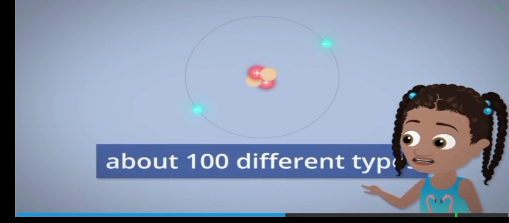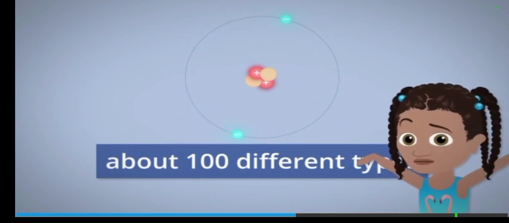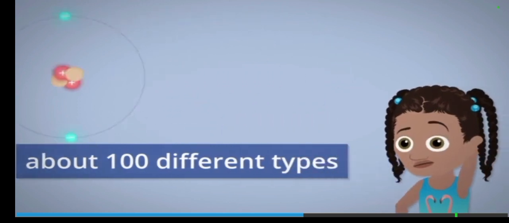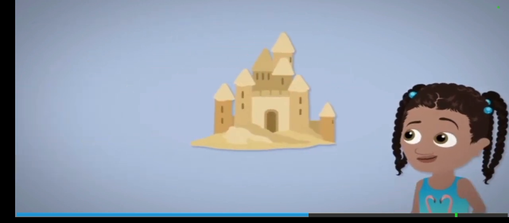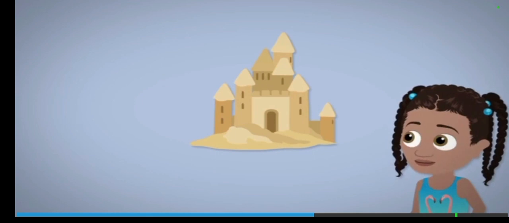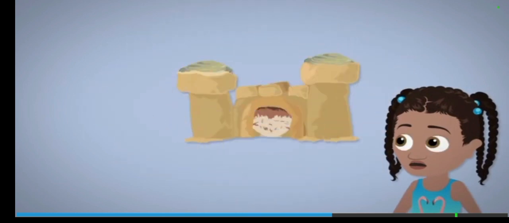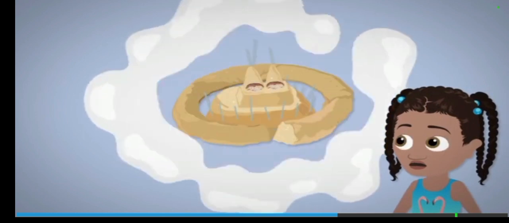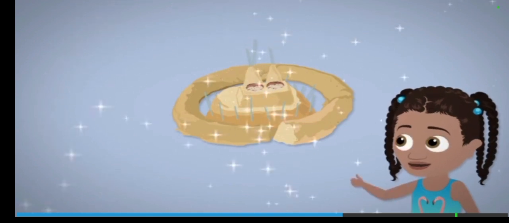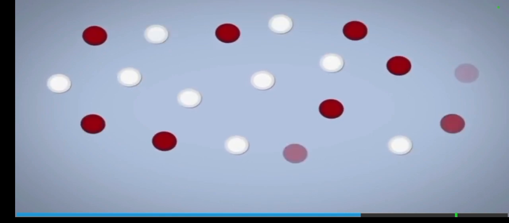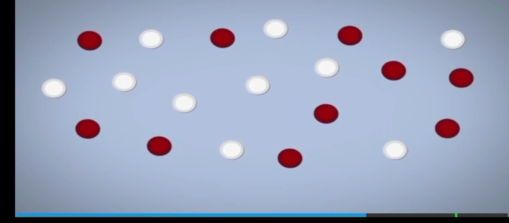But if there are only 100 different atoms, how can there be millions and millions of different things in the world? Well, let's think back to that sandcastle. You can use the same sand from the same beach to build all kinds of different sandcastles. You can even mix different building blocks, add water, rocks, sticks or shells, and create countless variations. It's the same with atoms, because atoms are like building blocks. They can be combined in different ways to make new things.